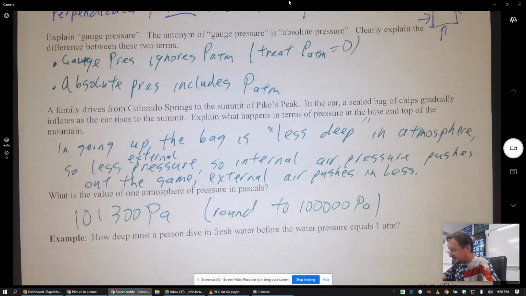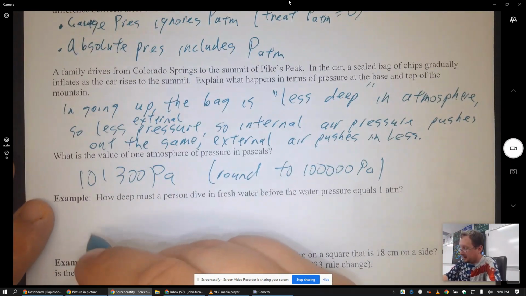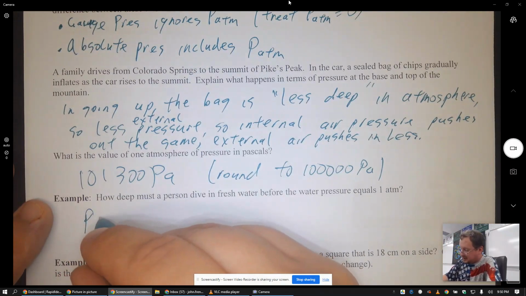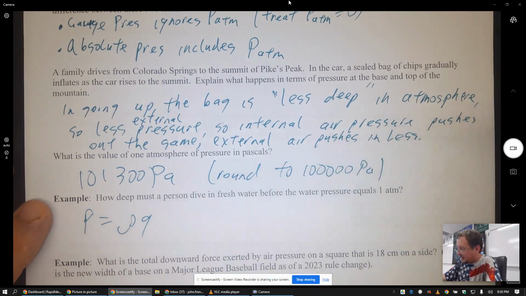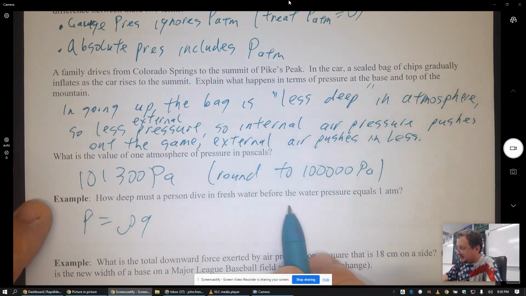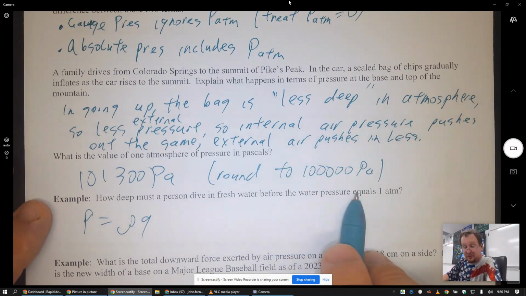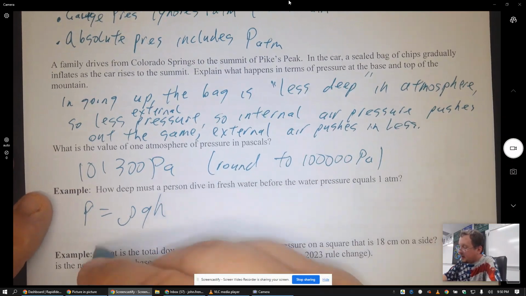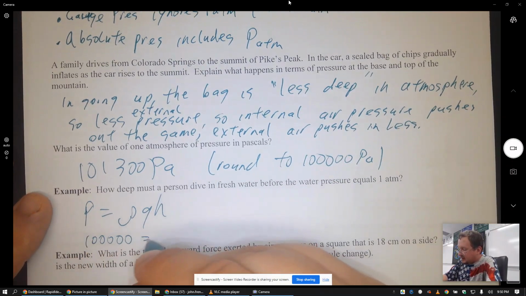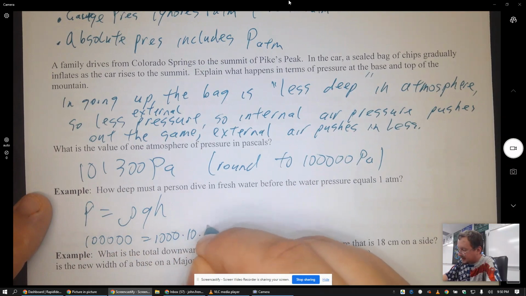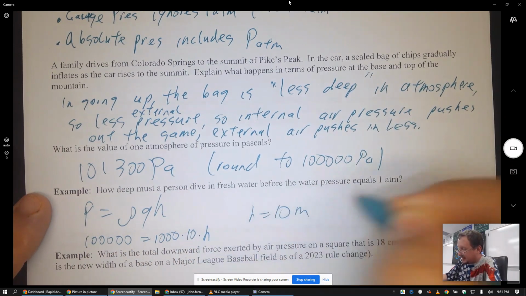Okay, how deep must a person dive before the pressure equals 1 atmosphere? We talked about this. This really should say the gauge water pressure equals 1 atmosphere. So 100,000 equals 1,000 times 10 times h. So the depth is 10 meters.